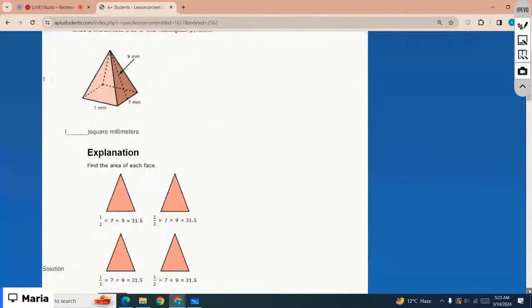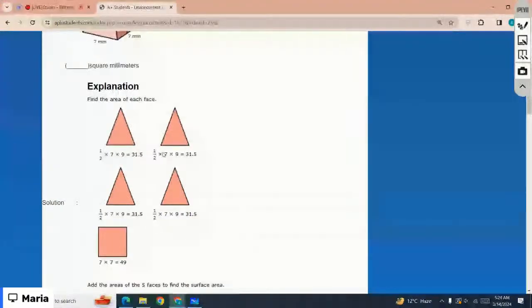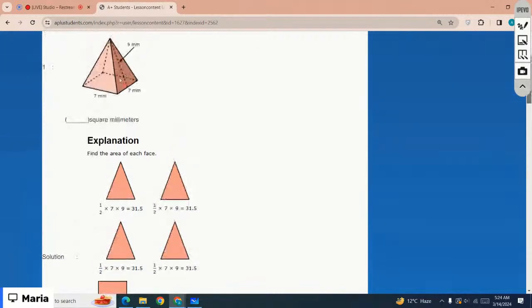Here are the four triangular faces. You have to calculate the area of the triangular faces by using the formula, half times base times height. And then the base is the rectangle. Just look at this one: one, two, three, and four triangular faces and the one that is the base. So you have to calculate the area of all the triangular faces, and the base is a rectangle. Then you have to add up all the areas. Whenever you have to calculate the surface area of pyramids and prisms, you have to do exactly the same thing, right?